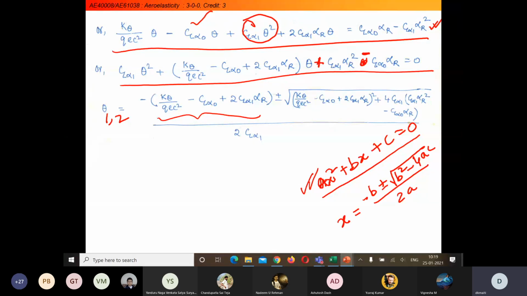Means for these two values of theta, that is theta 1 and theta 2, this system will be in equilibrium. We have not gone to the stability point yet. This is the equilibrium point where we have considered these two values, where the structural stiffness and the aerodynamic stiffness are equal.